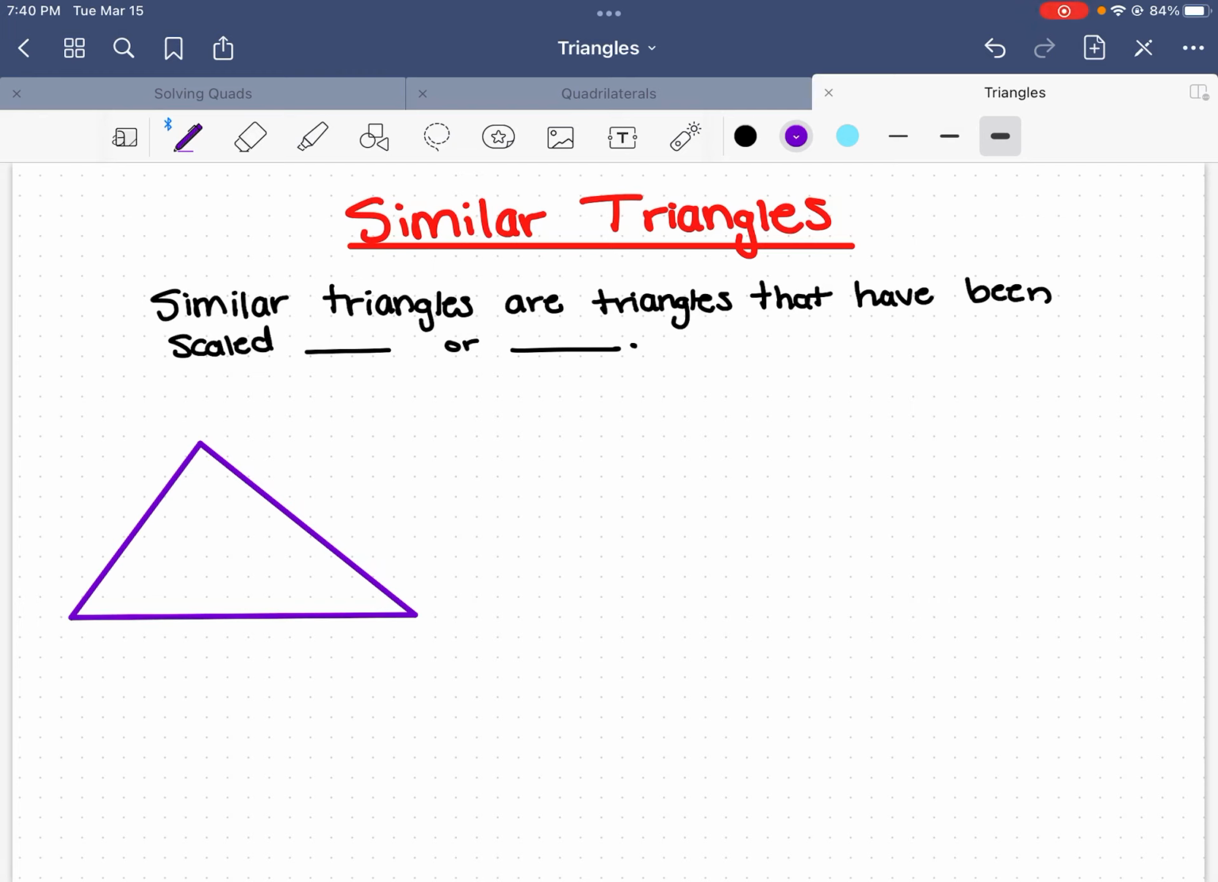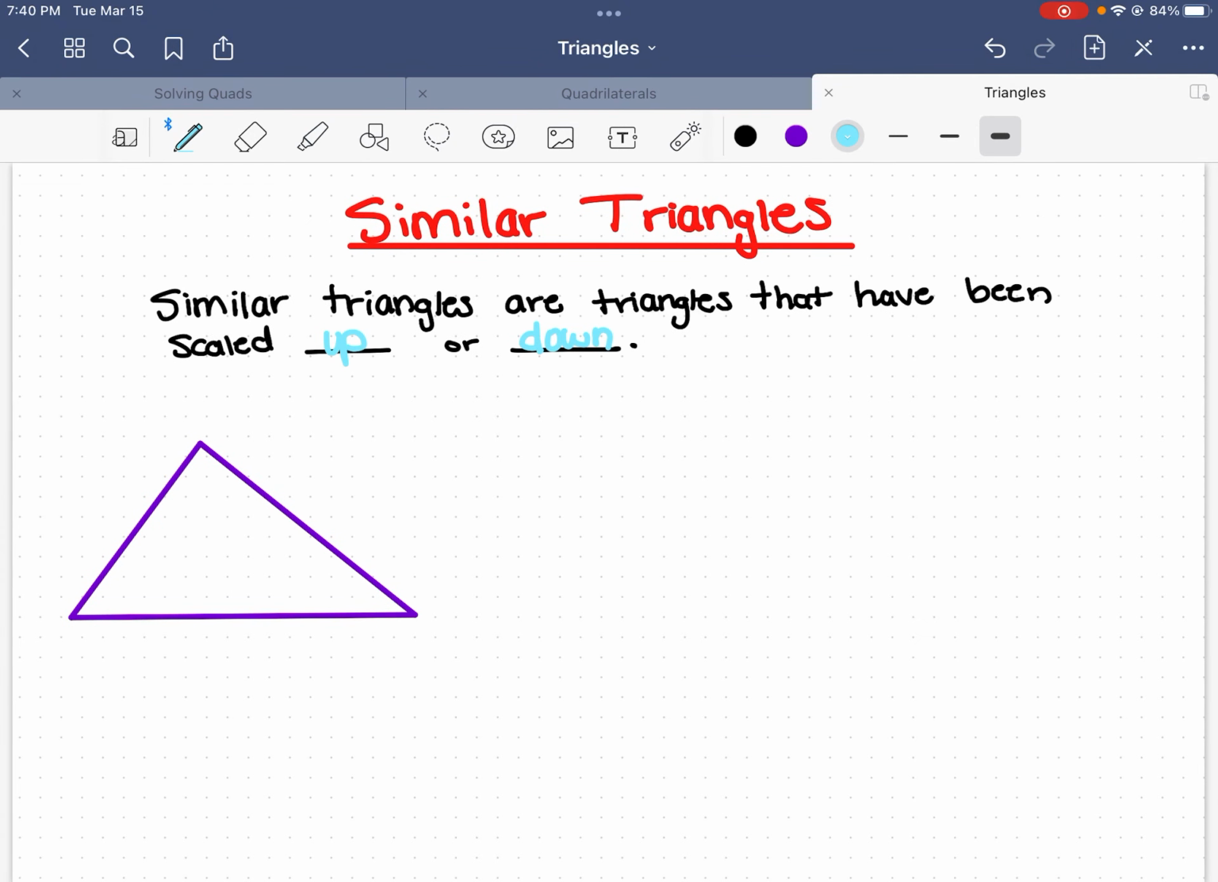So similar triangles are triangles that are basically similar. The actual definition is that similar triangles are triangles that have been scaled up or down. Now, I don't really have a worksheet for you guys, but hopefully you are following along. I'm going to give you a quick example.